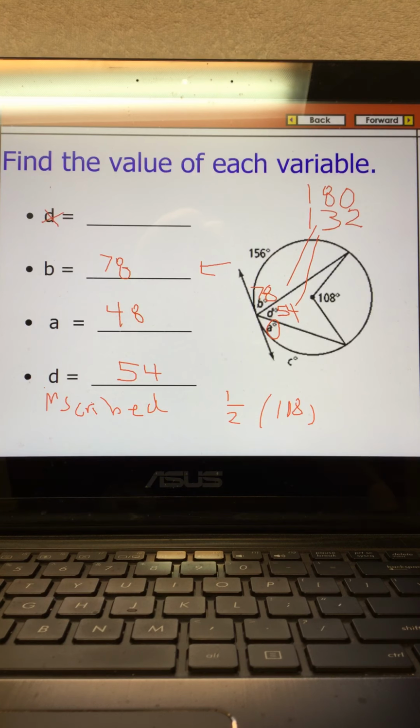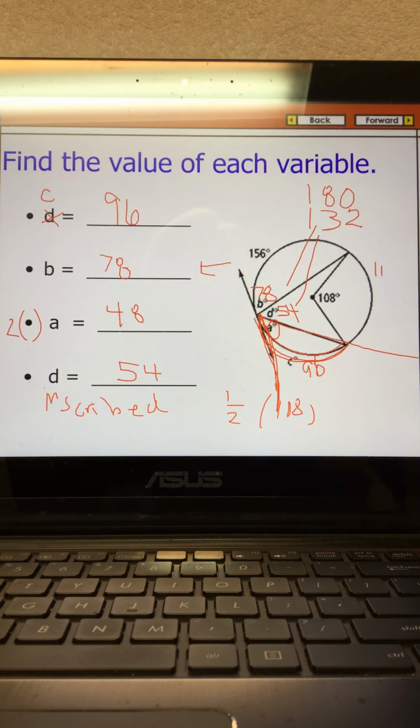And sorry, this should be C up here. So there is C. Now what is C? C is a chord that loops around angle A. Angle A is made by this chord and this tangent, so this arc at C is going to be double A. So I have to take A and whatever it is, double it. So if I double that, I'm going to get 96.